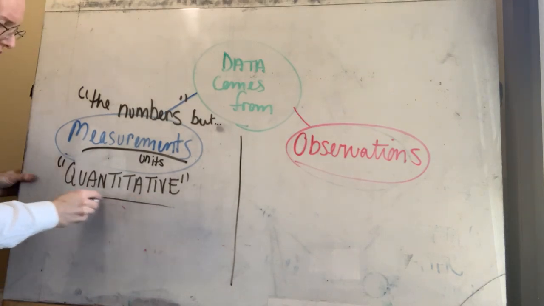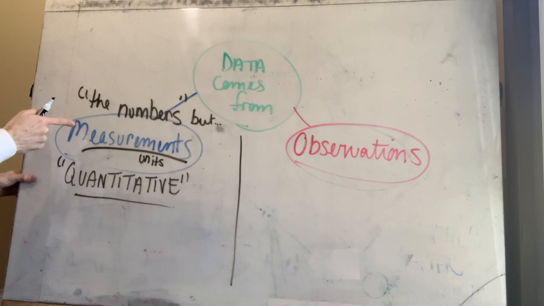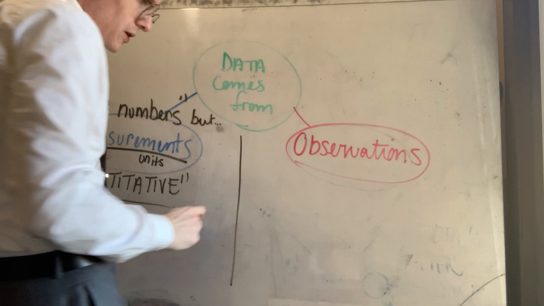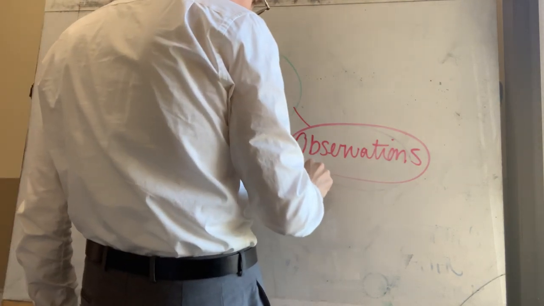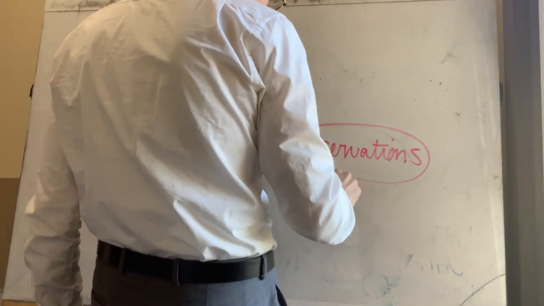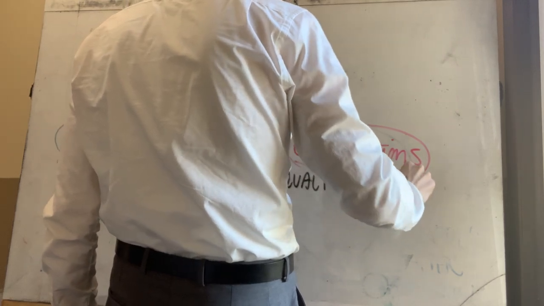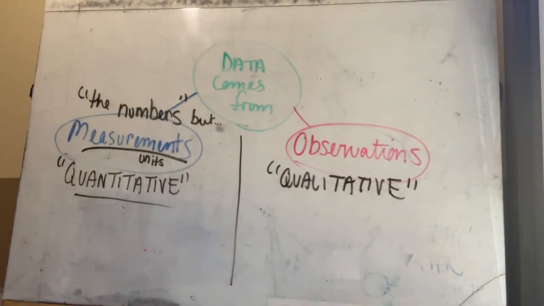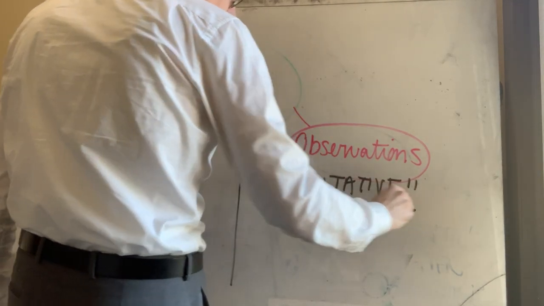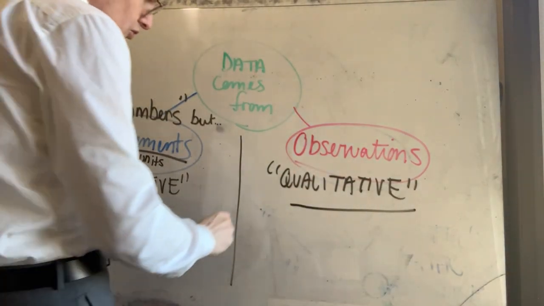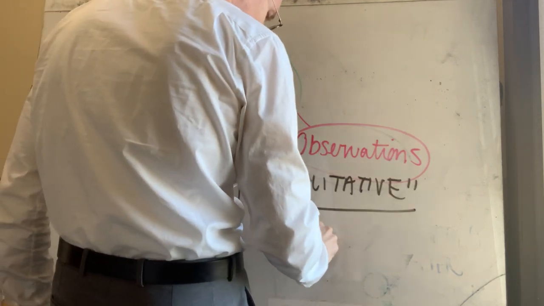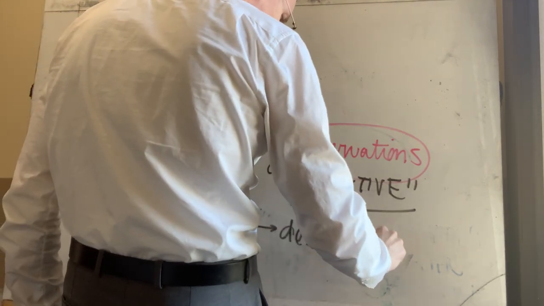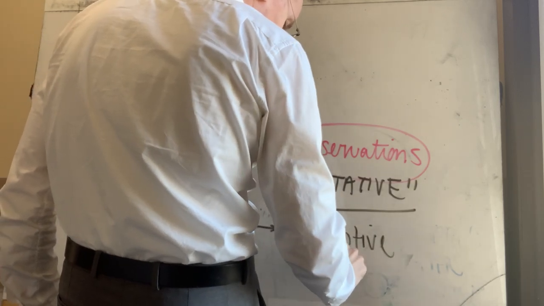When you see this phrase, quantitative statistics, know that it's referring to the numbers insofar as measurements are concerned. All right. And then there's observations, which you might call qualitative statistics. All right. This is more descriptive of physical characteristics.